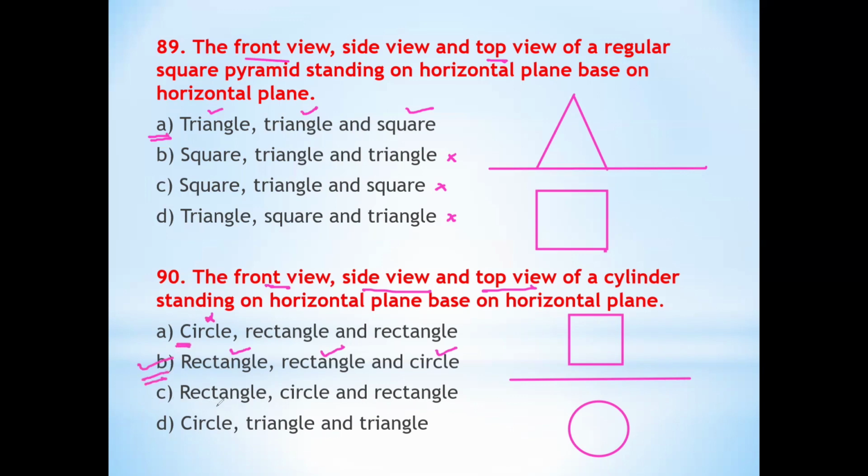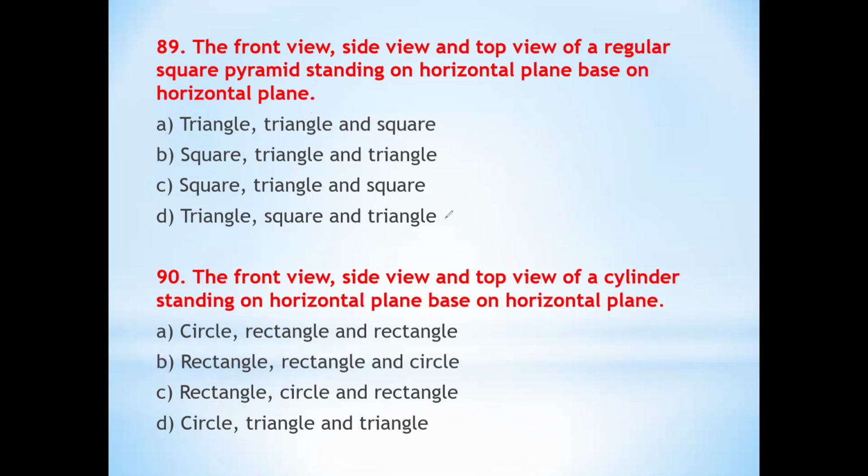Then C: front view rectangle is correct, but side view circle is wrong, so this option should not be correct. D: front view circle, not correct. So the correct option is B, where we get the front view as a rectangle, side view as a rectangle, and the top view as a circle. Okay, we'll see the next one.